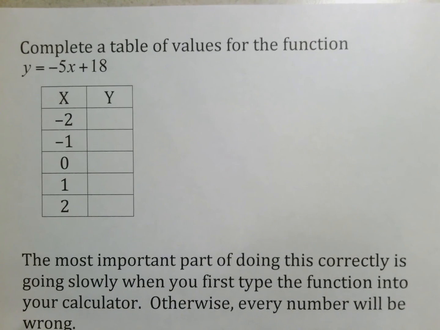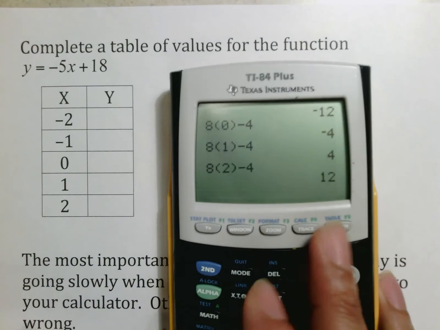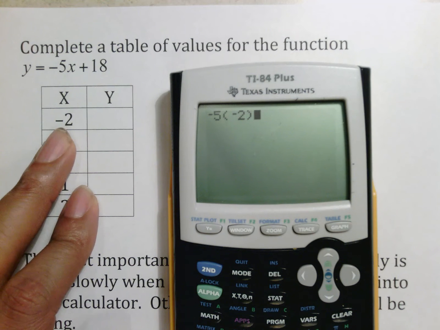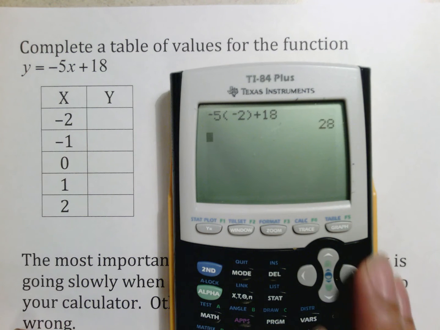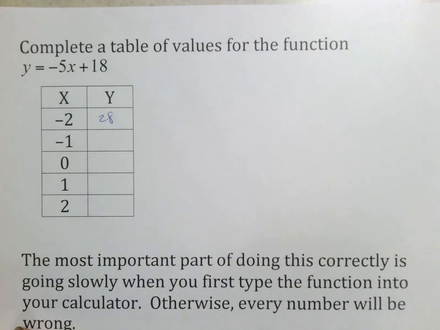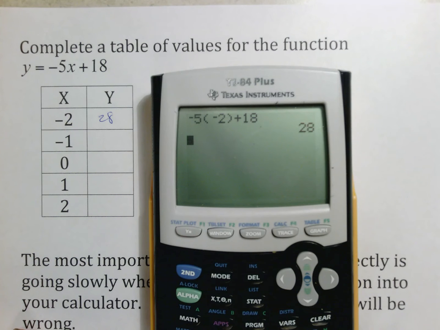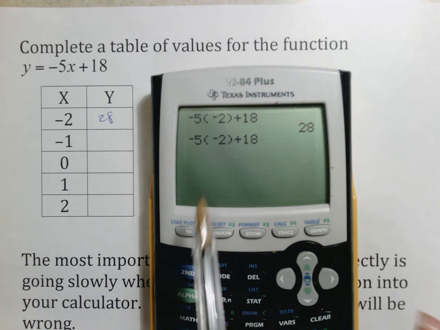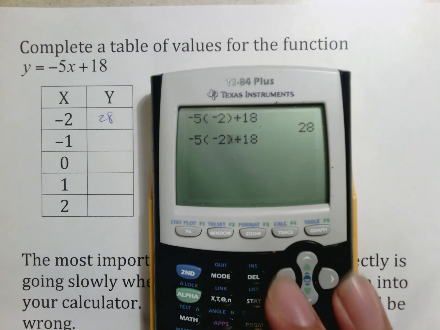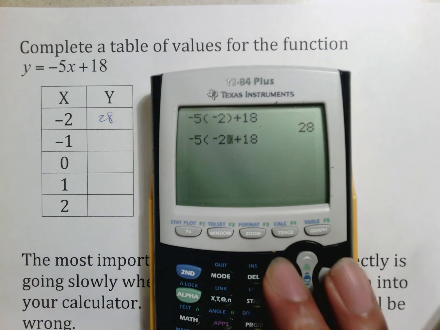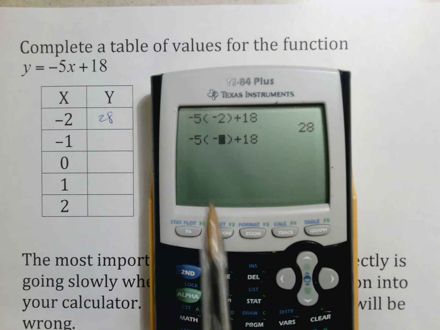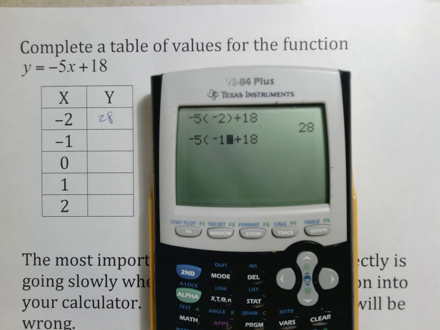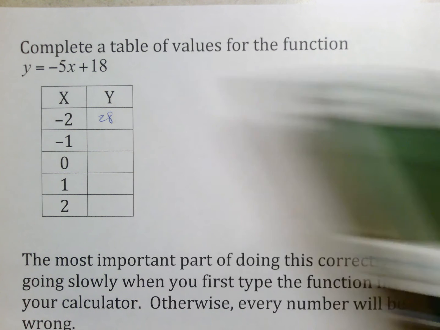So it says complete a table for the function, and again, yes, we still have to do it the same way we did before, where we put in -5 parentheses -2, close, plus 18 equals, and get the answer of 28. But instead of having to type the -5 and all that, I'm going to hit second enter, and you should probably try this one time for yourself. Notice that it pulls up what I typed before. All I have to do now is use the left and right arrows to navigate my way through the equation and turn my 2, notice how it's blinking on the 2, into a 1, and then hit enter, and that gives me 23.